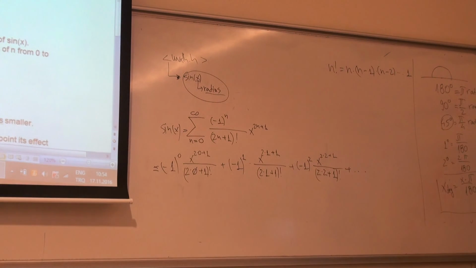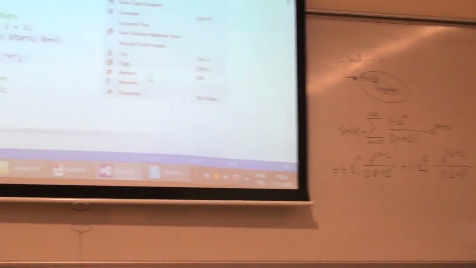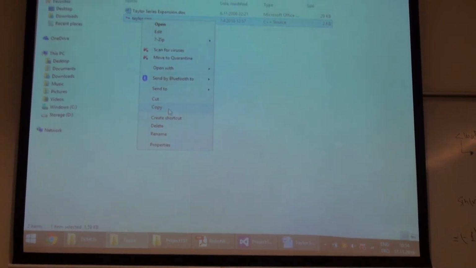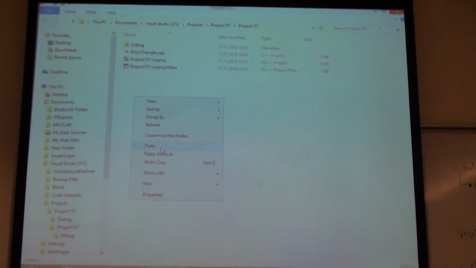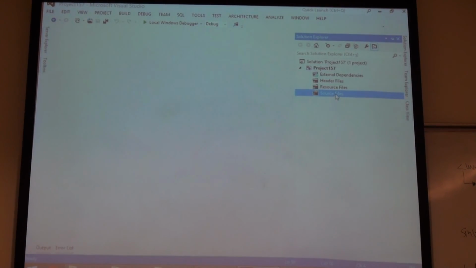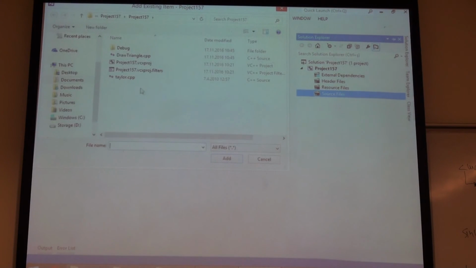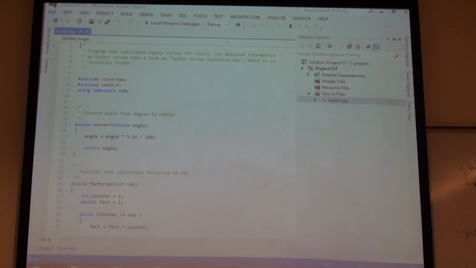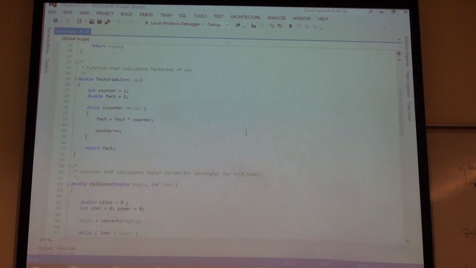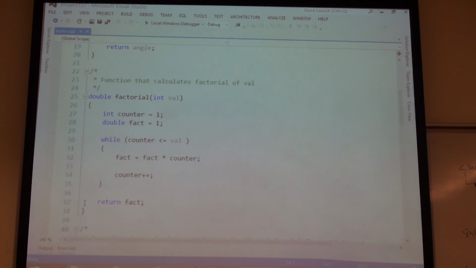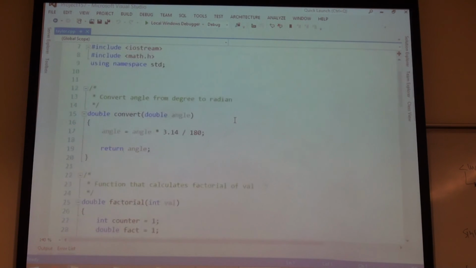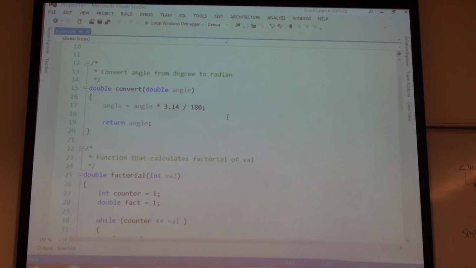So let's see the code. Just remove draw triangle and copy paste the Taylor.cpp file. Let's add it. Add existing item, Taylor.cpp. Okay, this is our code. Now first, let me run the code first. Let me see its output.